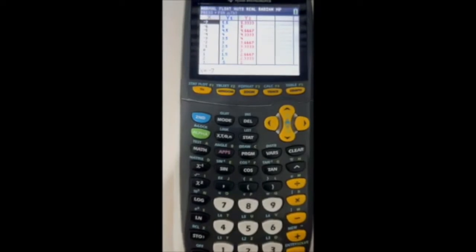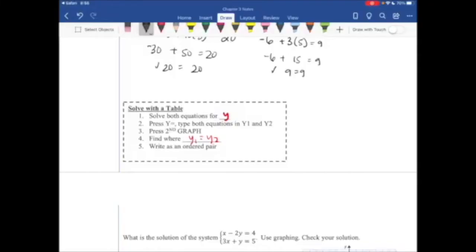Let's go write down some of these points in our notes. Taking the data you got from your calculator, let's just rewrite at least a few of the points into your notes.